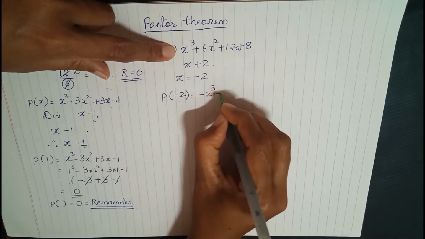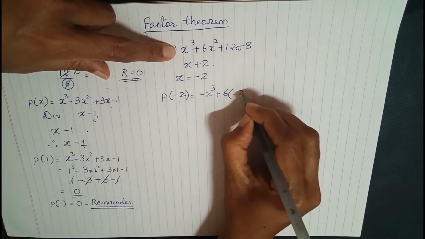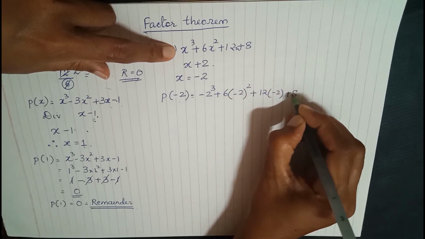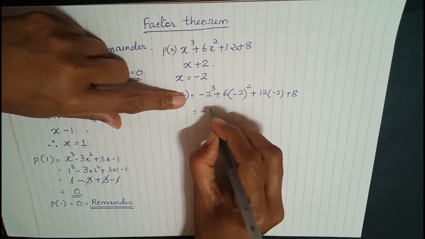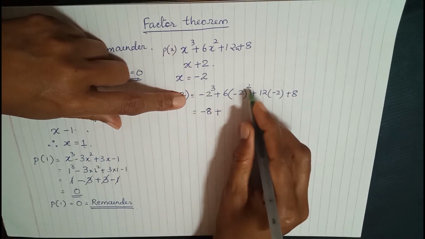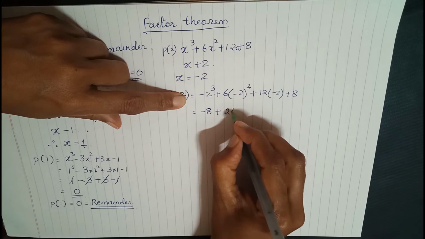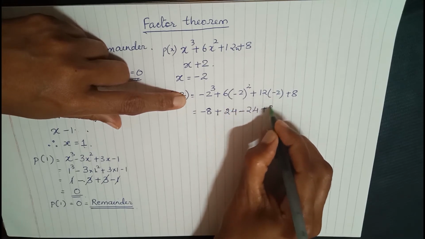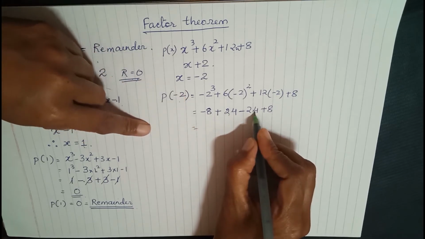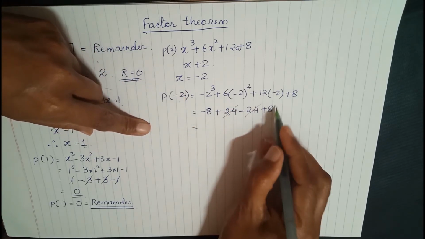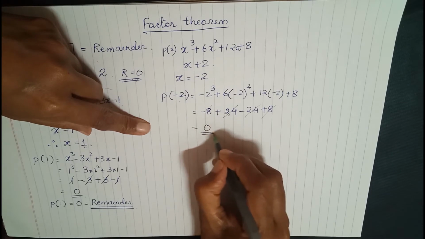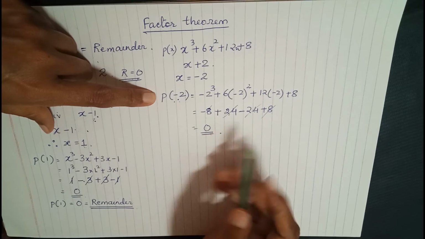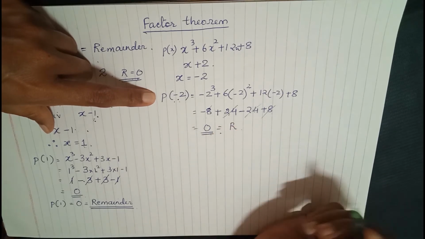So minus 2 raised to 3 plus 6 into minus 2 raised to 2 plus 12 into minus 2 plus 8. So you know minus 2 cube is minus 8 and minus 2 square is 4. 6 fours are 24 and 12 and minus 2 is again minus 24 plus 8. So you can see plus 24 minus 24 will get cancelled. Minus 8 plus 8 will get cancelled and what we get is 0. So the value of the polynomial with minus 2 is 0, or in other words the remainder is 0.